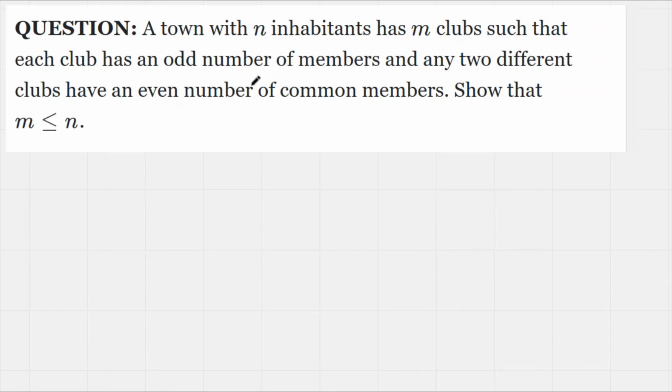Anyway, we have a town with n inhabitants, and it has m different sports clubs, such that each club has an odd number of members, and any two clubs have an even number of common members. So, in other words, if you take any two different sports clubs, the number of people who are members of both clubs is going to be an even number. What we want to do is show that m is less than or equal to n.